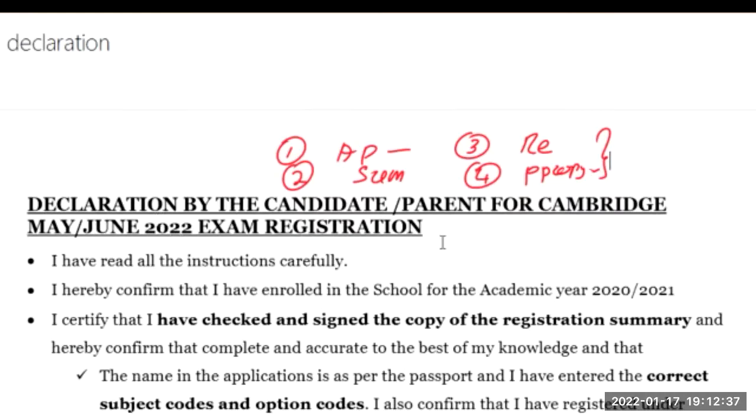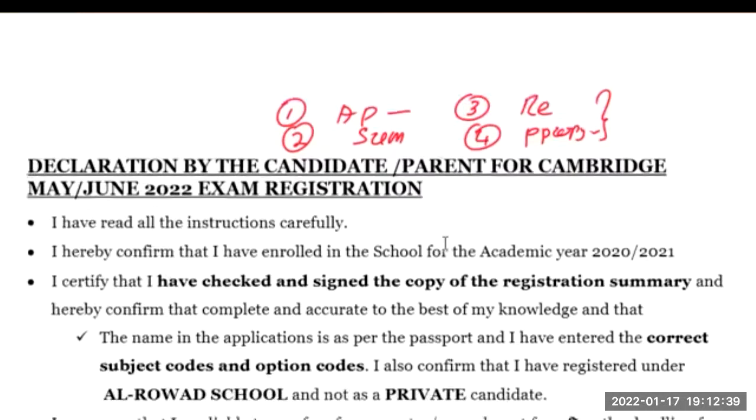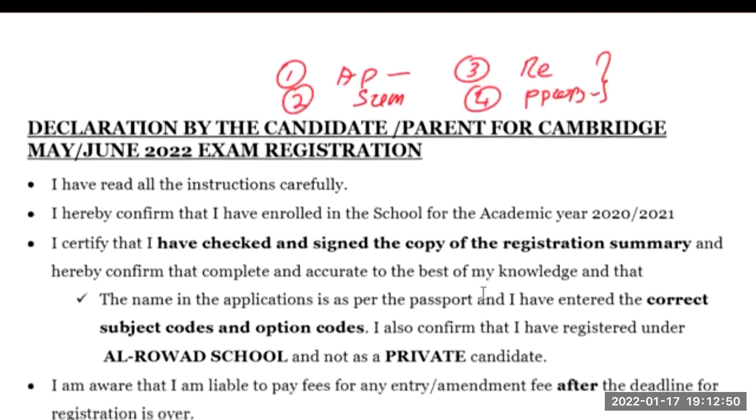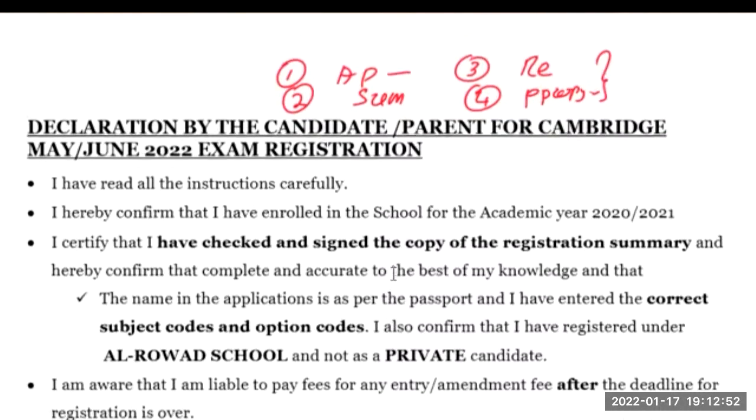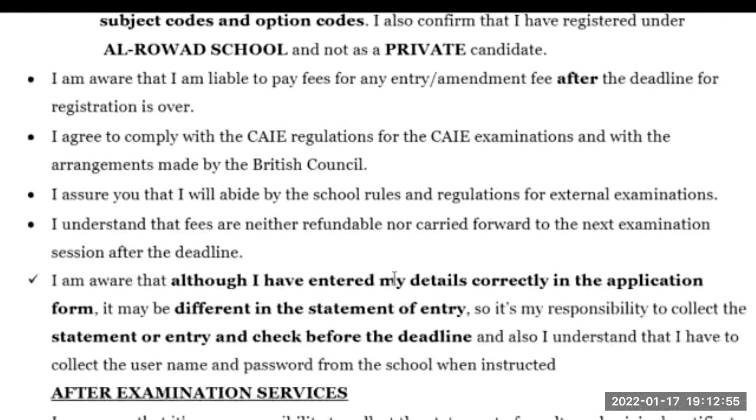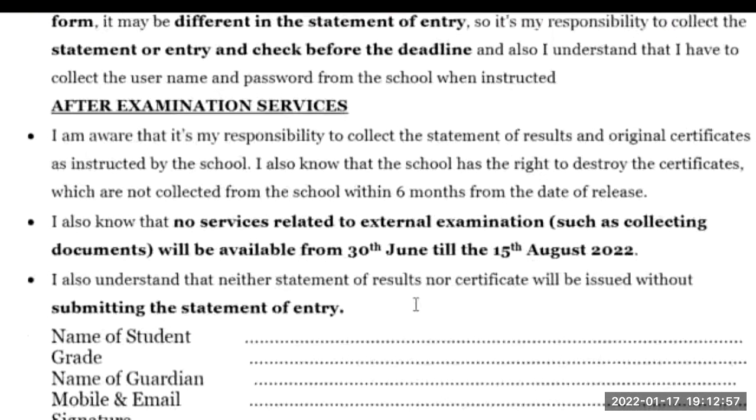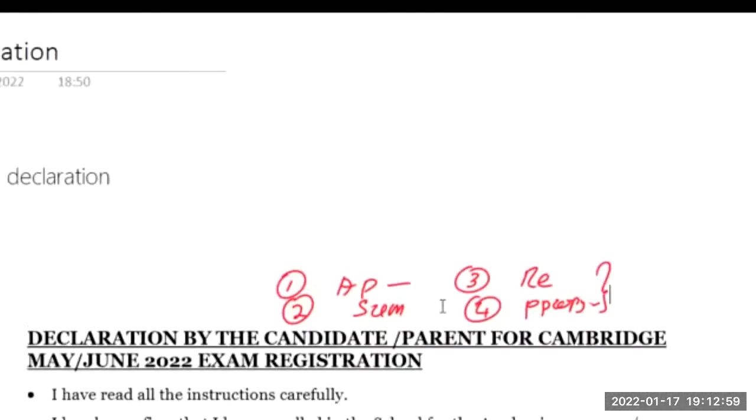When you sign the declaration, please read it. Due to systematic error and human error, you may write your form correctly, but there are chances that when the entry is made, it may be different. So it's your duty that you read, check your summary and sign. Once you sign, you undertake that you are responsible for everything from then onwards.